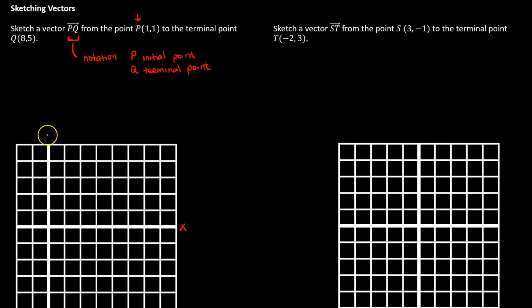It's at the location 1, 1. I've got a little graph here made for us on the screen, a little grid. I'm going to plot the point 1, 1. So x is 1, y is 1. That point would go right here. That's our point. And then I'm going to plot the terminal point, the point Q. That's at 8, 5. So 1, 2, 3, 4, 5, 6, 7, 8, and then up 5. 1, 2, 3, 4, 5. And then I'm going to connect the two with the straightest, most perfect line you've ever seen in your life.